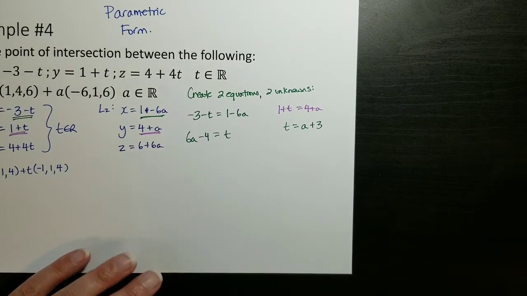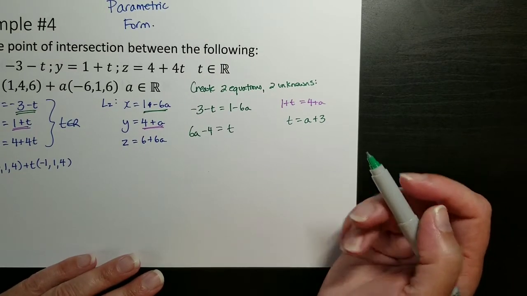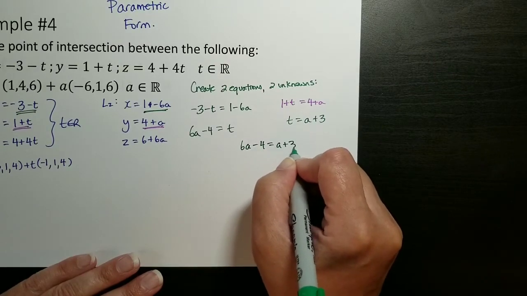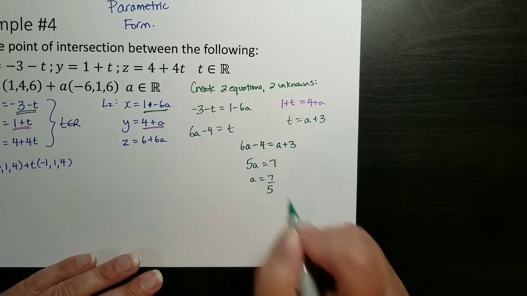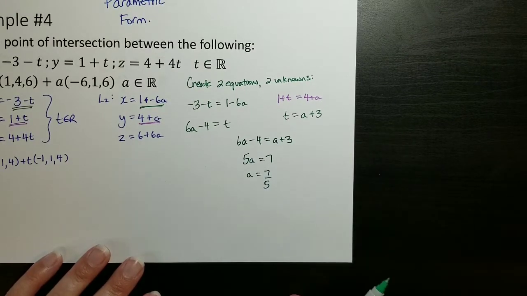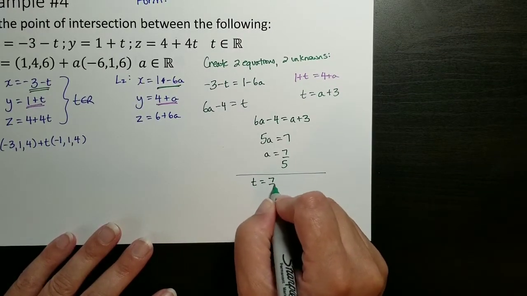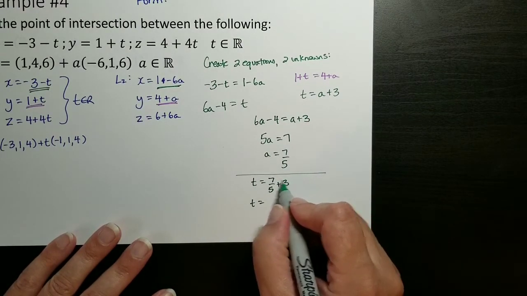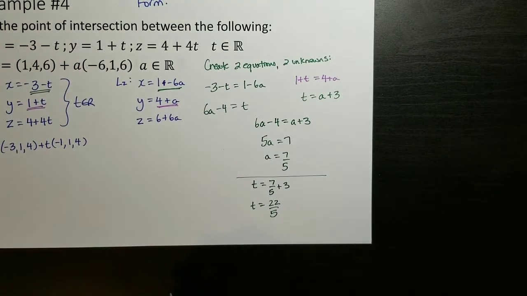Depends how it's lined up. If you want to do elimination, you totally can, but I had two equations where t both didn't have a coefficient. So 6a minus 4 equals a plus 3. So then 5a equals 7, a equals 7 over 5. So solving for that, I get a value for a, and then I'm just going to sub it back in to find t. So t equals 7 over 5 plus 3. t equals, that would be 15 over 5 plus 7 is 22 over 5. Okay.